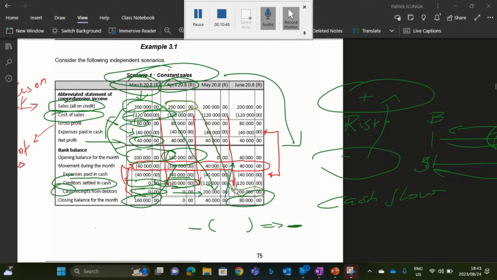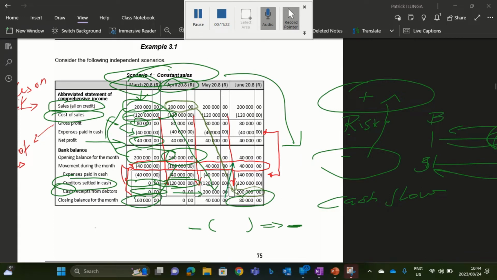So since we are settling the next month, we can understand that it's a 30-day period. So the creditor gave the company 30 days to settle, right? So the same thing will happen, therefore, for March will be settled in April, April will be settled in May, May will be settled in June. You can see clearly there, it's quite logical, right?